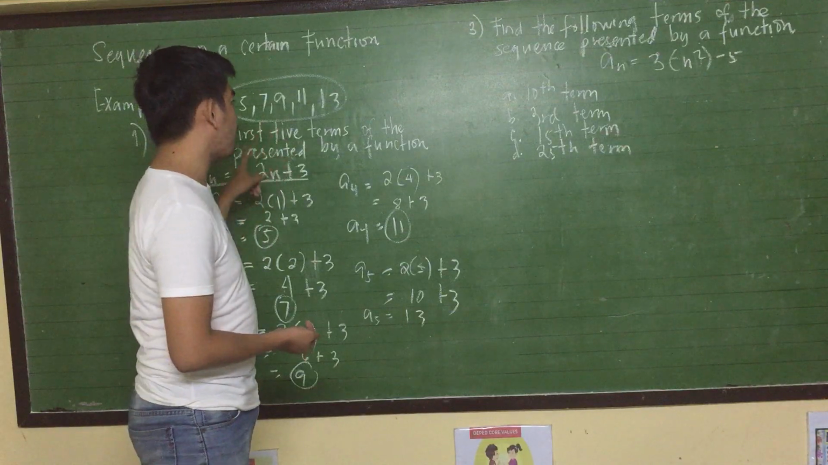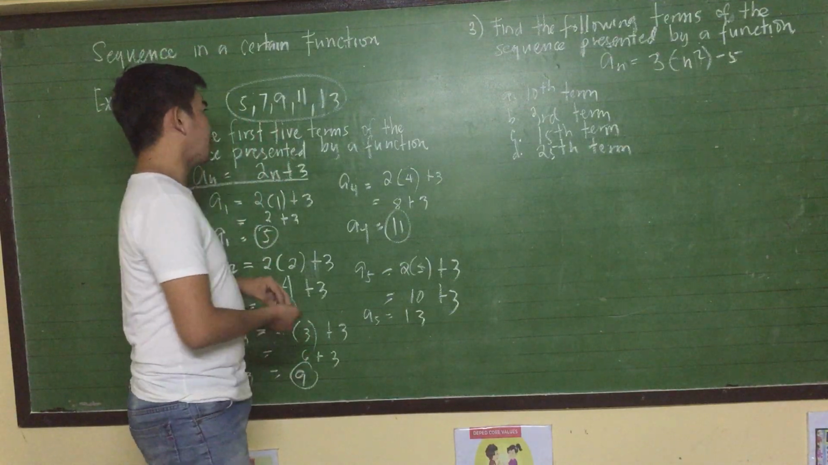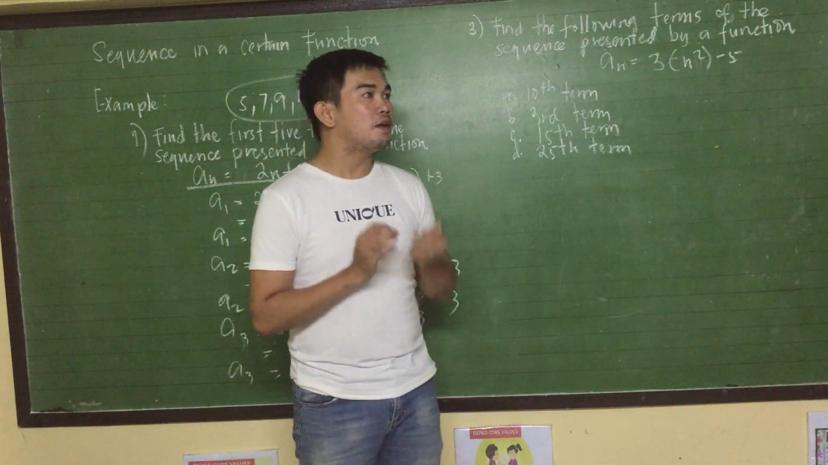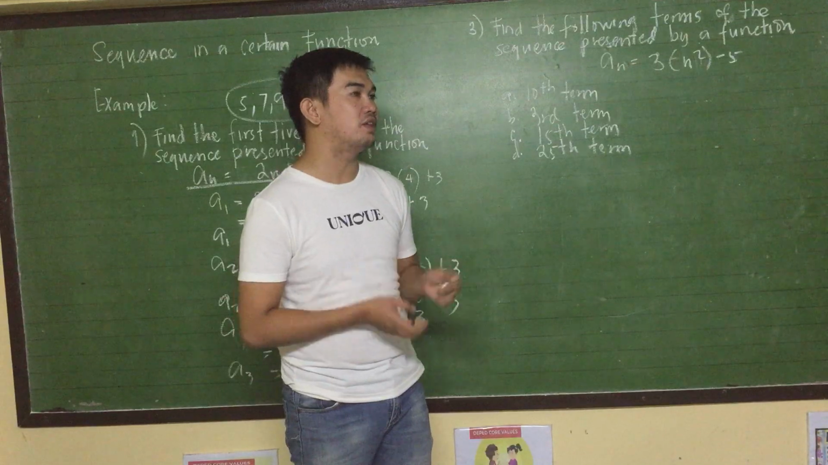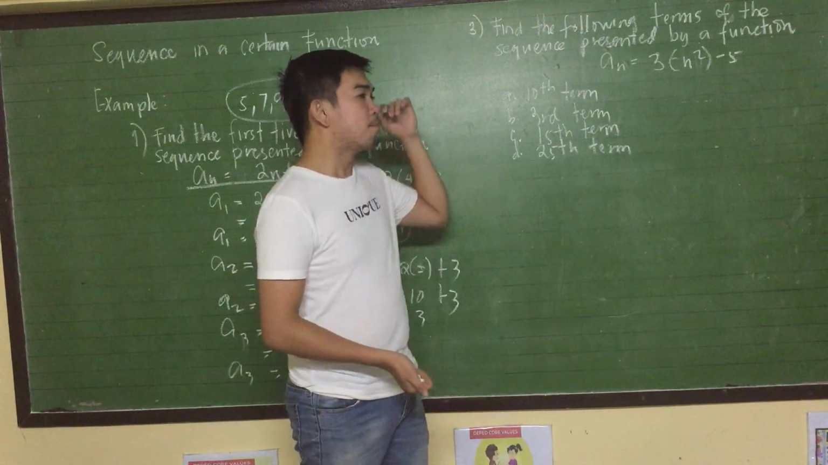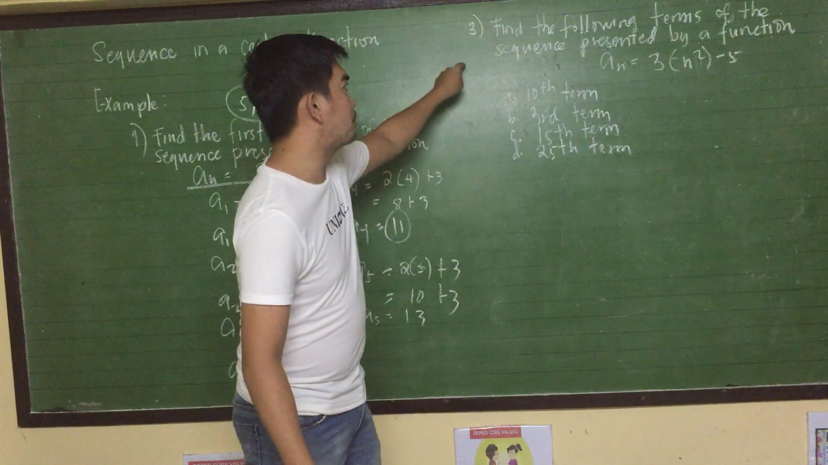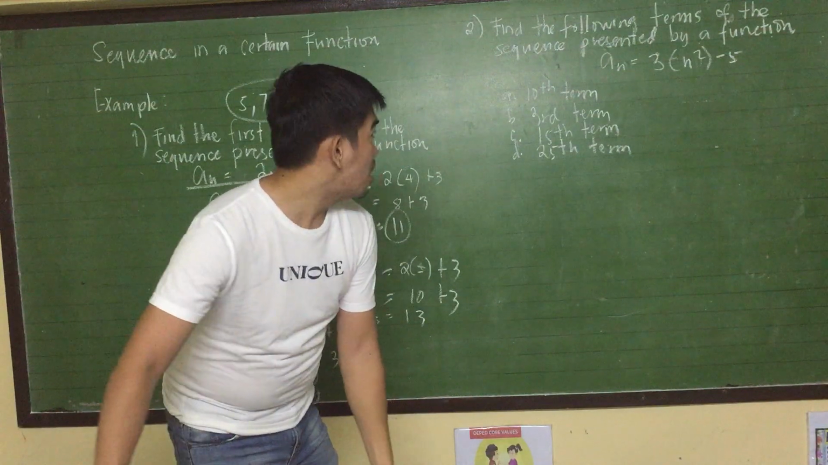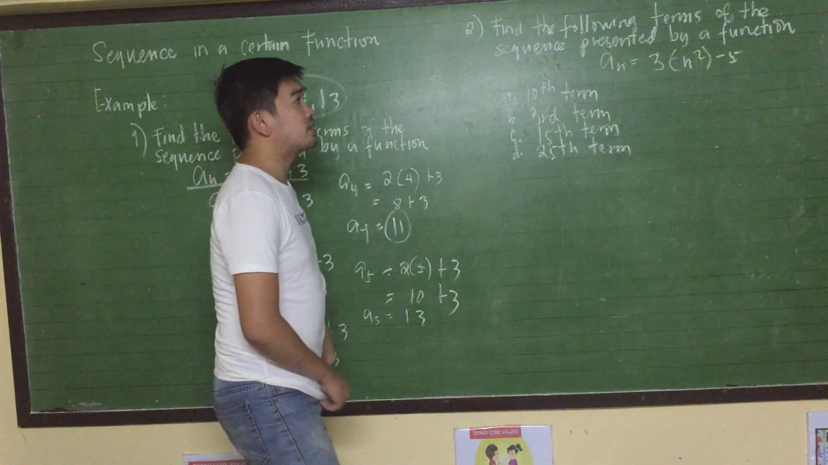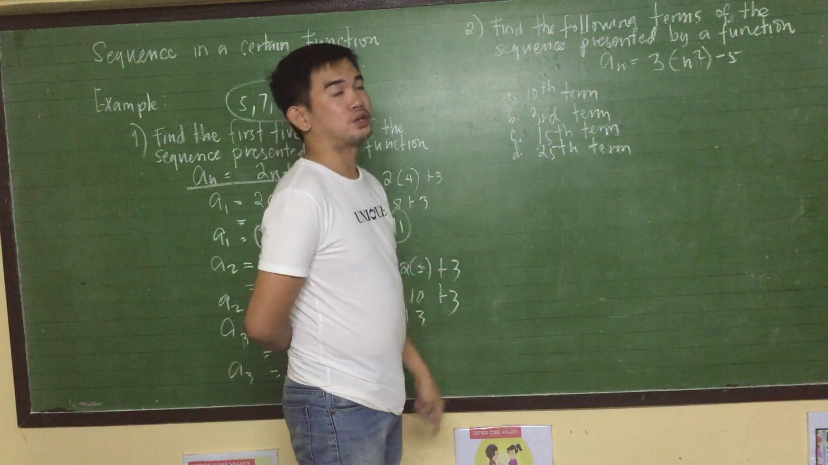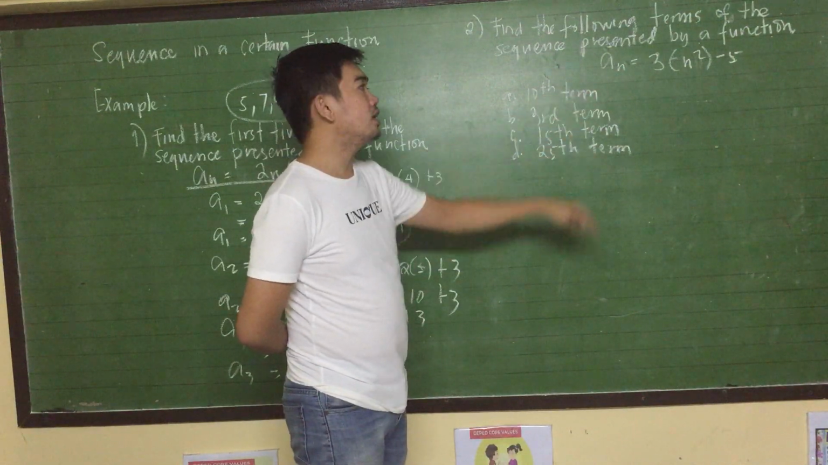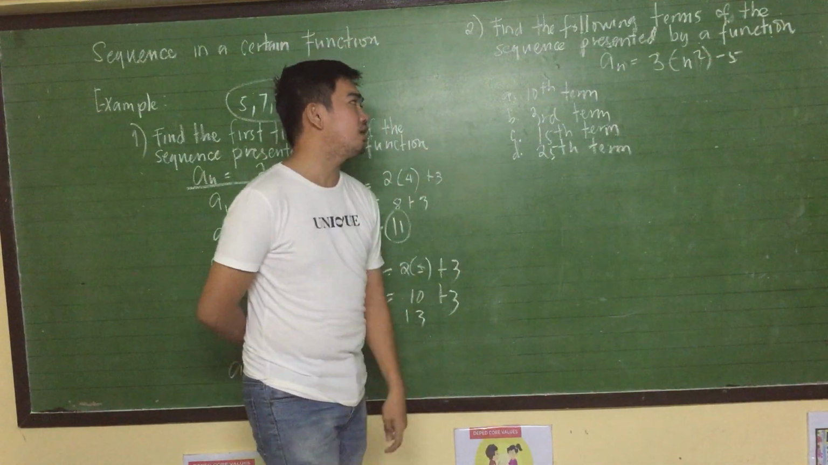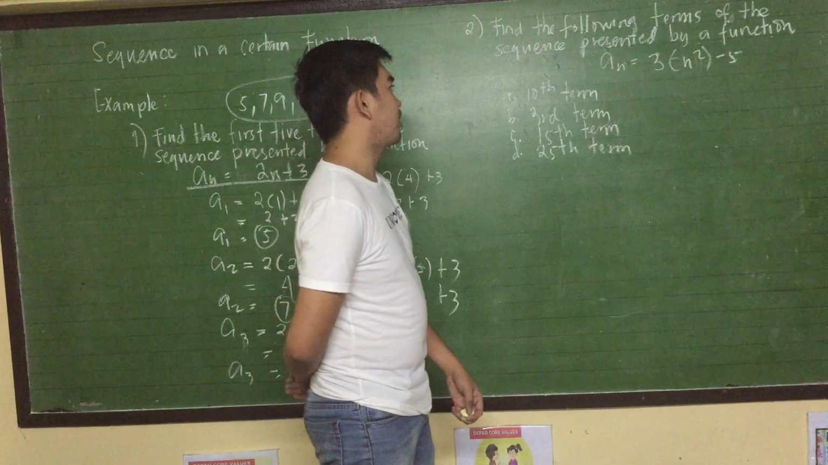So now let us move forward to another example. Okay, number 3. What if the question is not looking for the first 5 terms, first 3 terms, or first 7 terms, and we're just looking for a certain term like here in number 2? Let me read the question. Find the following terms of the sequence presented by a function a sub n is equal to 3 times n raised to 2 minus 5. First, let us find the 10th term.